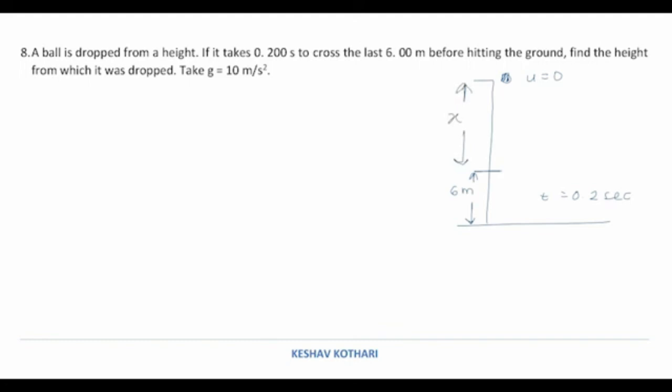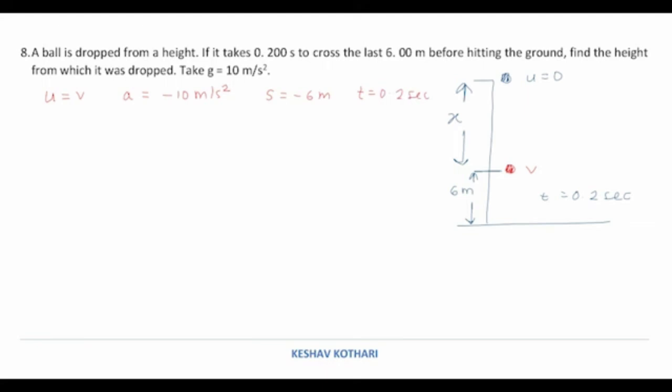So we are beginning like this. Let us consider that the speed when it reaches over here be v. So I can start solving like this, that for the last part of the motion, the initial velocity is written as v. The acceleration due to gravity, which is acting in the downward direction, is minus 10 meter per second square. And the displacement, which is again in the downward direction, is minus 6 meter. And the time is given to us as 0.2 seconds.